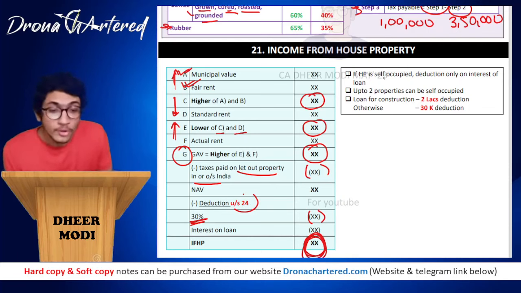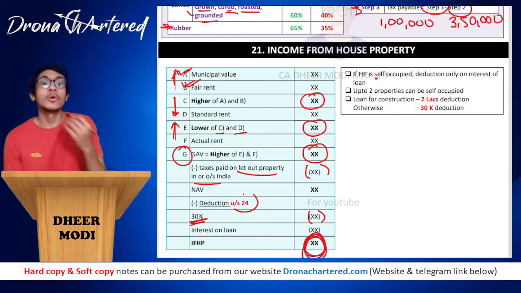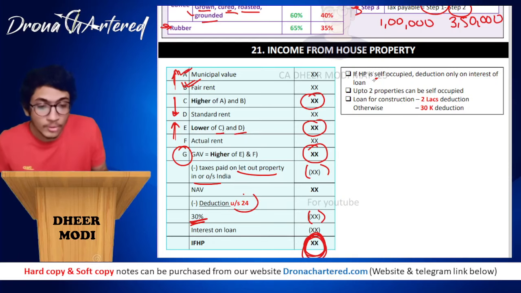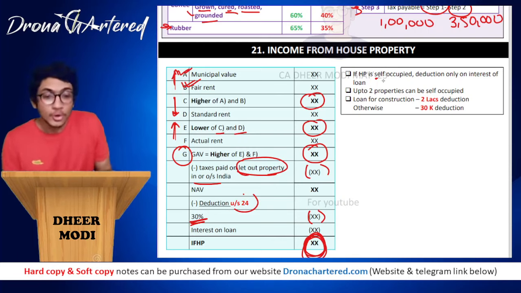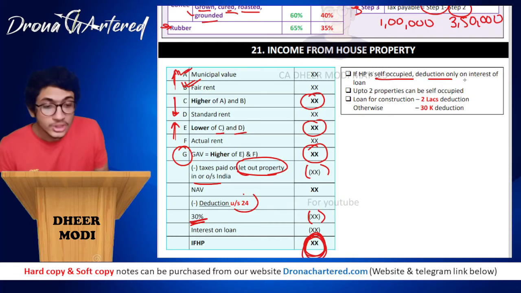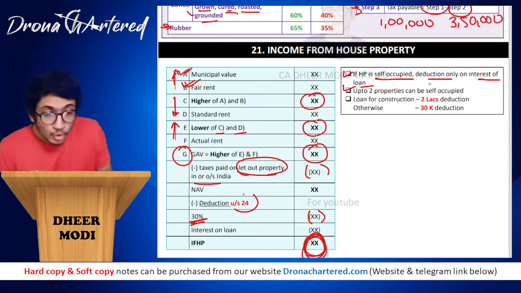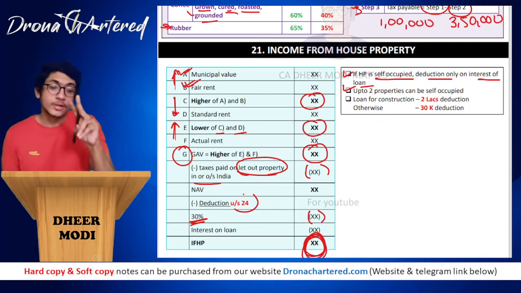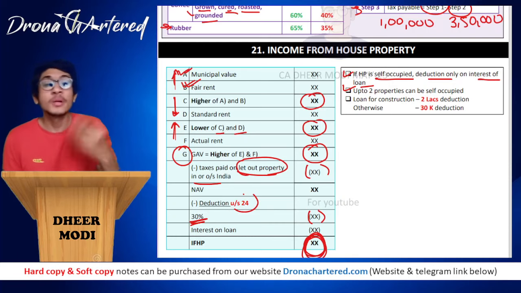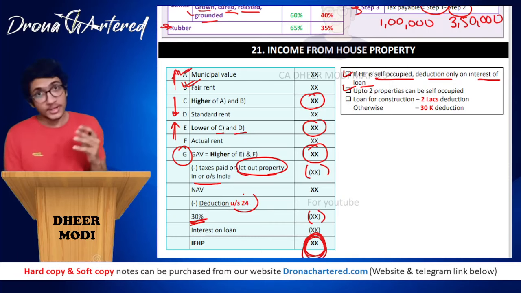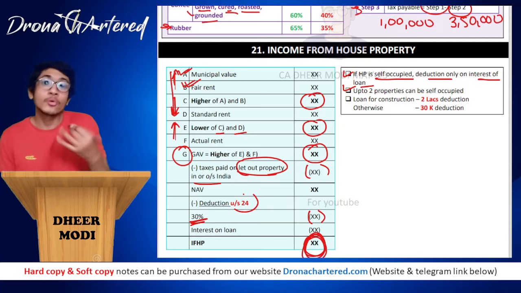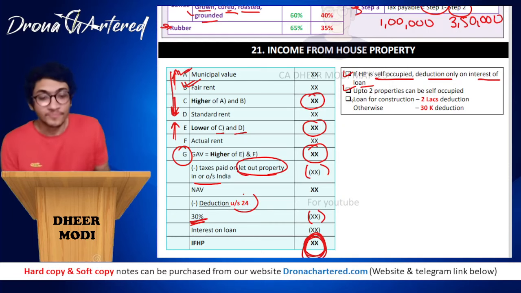If house property is self-occupied, that means you have not let it out, you yourself are staying in this house property. Over here, let out means you have put this property on rent. So if your house property is self-occupied, you will only get deduction on interest on loan. Up to two properties can be self-occupied. Your third property will be deemed to be let out property. It will be assumed that you have let it out and all calculation will be done and you will have to pay your tax even though you earned nothing.